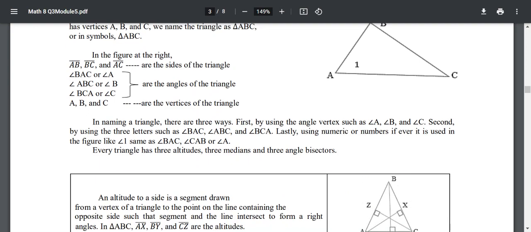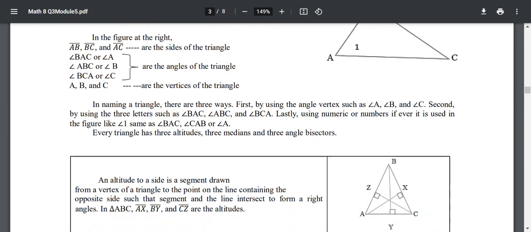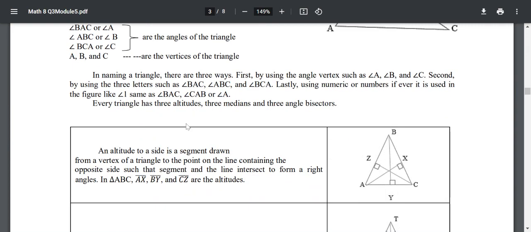So another part of triangles are the altitude, median, and bisectors. Every triangle has three altitudes. It is always three, it cannot be one, it cannot be two. It's always three medians, and then three angle bisectors. So what is an altitude?